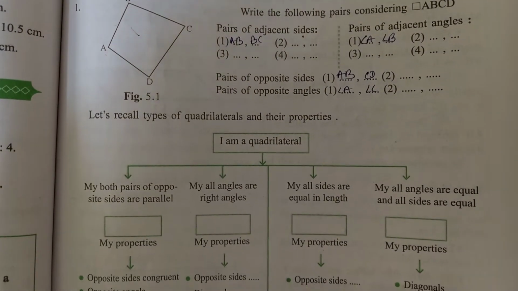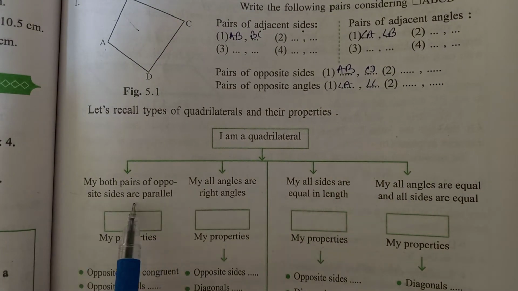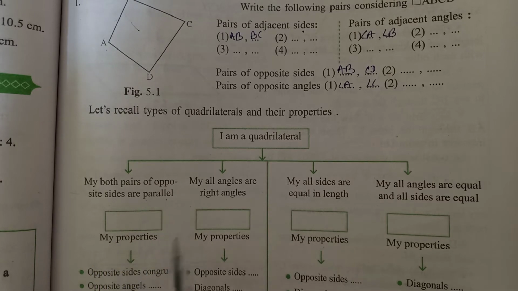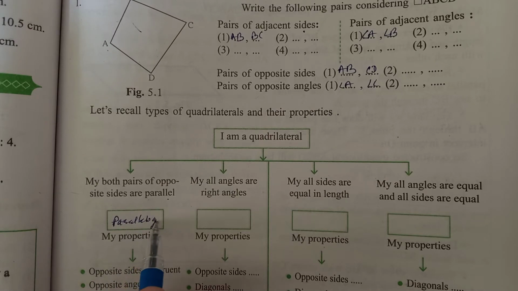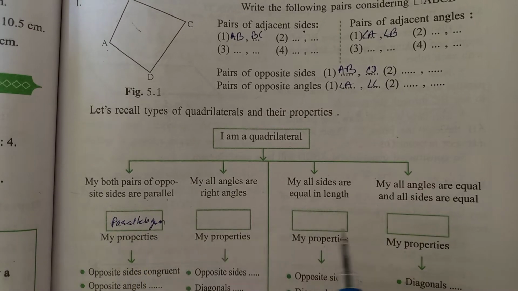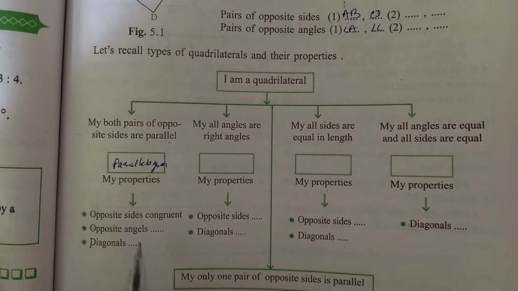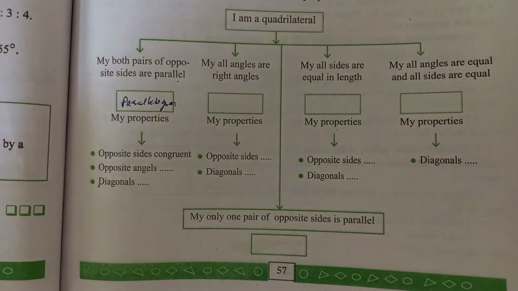And now here you have to identify the types of quadrilateral. If both pairs of opposite sides are parallel, we know that is a parallelogram. Like this you have to find this one. What is the name of that quadrilateral? And see, fill in the blanks. What properties you know, that is an assignment for you. You have to complete it.